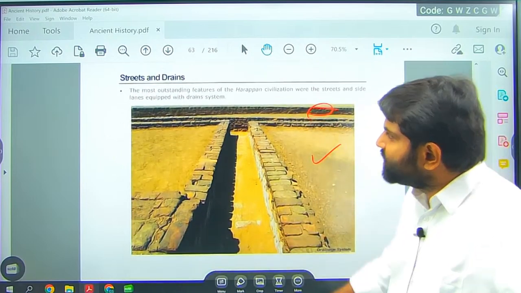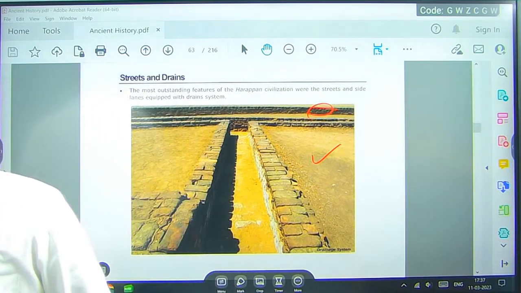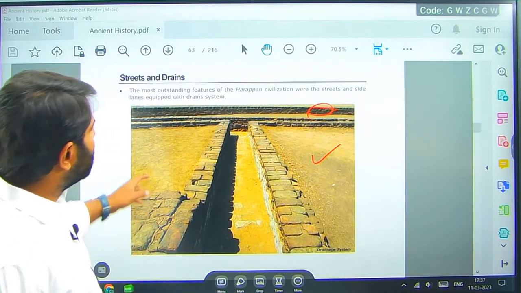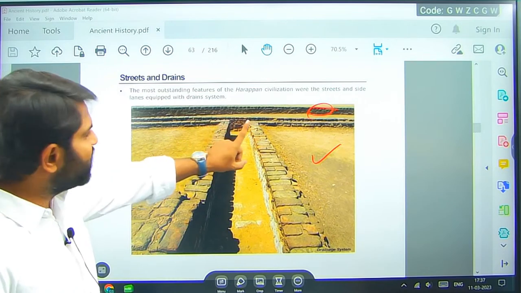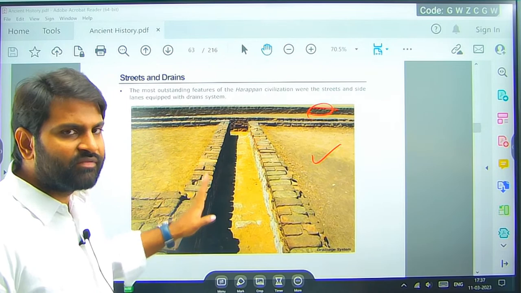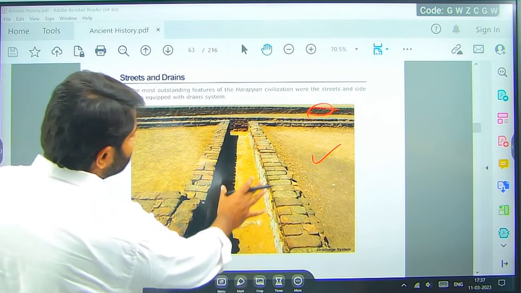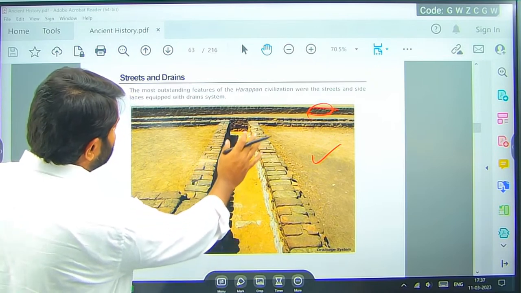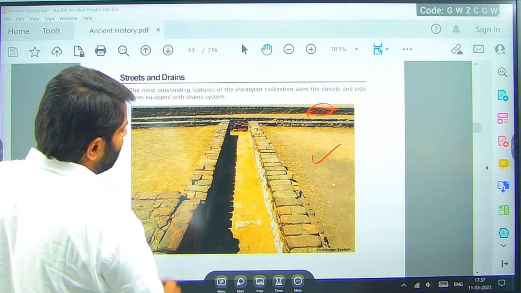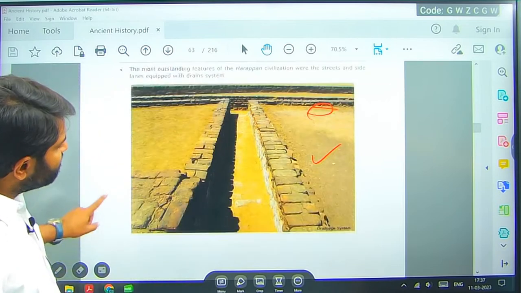So if you see the streets and drains of this particular Harappa, Mohenjo-daro, Harappan civilization, streets and sidelines were equipped with a drain system. Drainage is normally a feature of urbanization. So you can see clearly the drains which are available, which are completely planned and very broad also. So it can also tell the size of the population maybe.